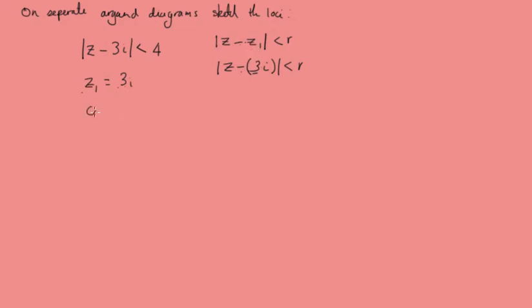So we've got a circle with centre, there's no x, there's no real component, it's just 0, 3, radius 4.